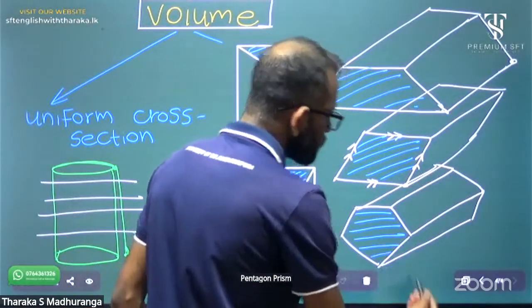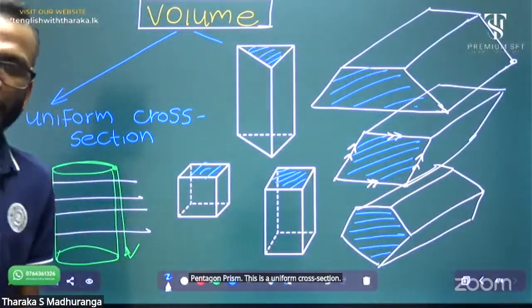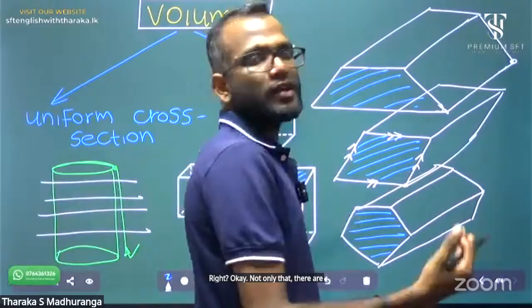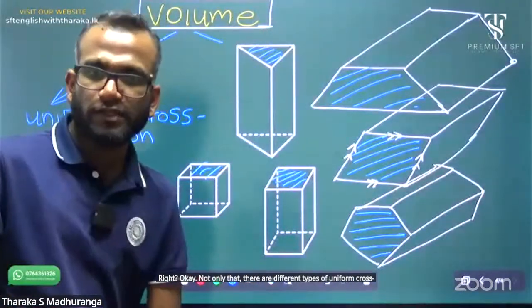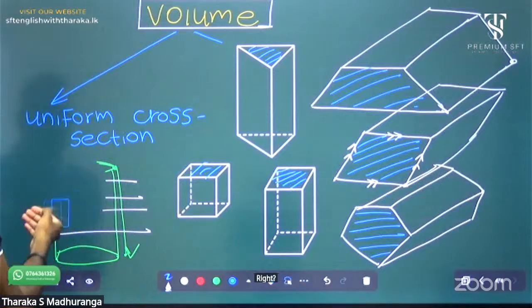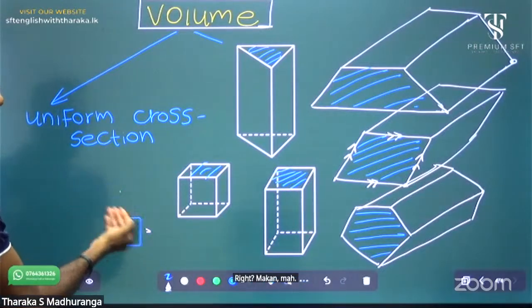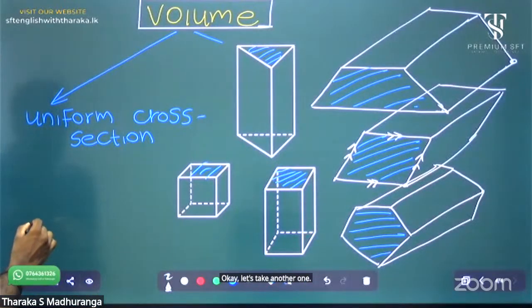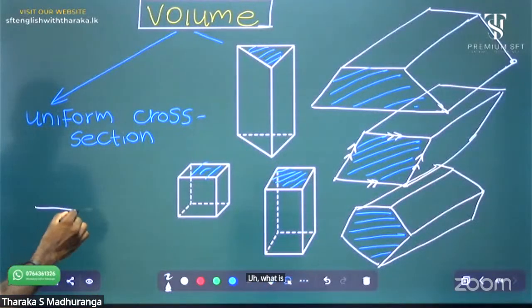This is a uniform cross section, right? Okay, not only that, there are different types of uniform cross section objects, right? Okay, let's take another one. What is this shape?